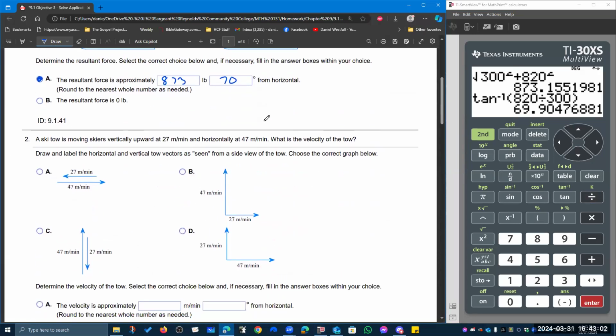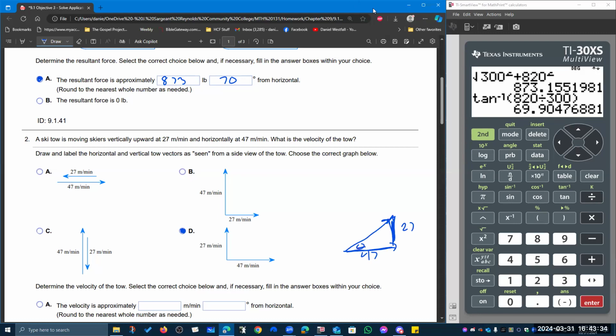A ski tow is moving skiers vertically upward 27 meters per minute. So that looks like already that's this one. Horizontally at 47 meters per minute. But again, I want these head to tail if I can, like so, so that this side is 27 and this side is 47. That gives me a resultant that goes like this.